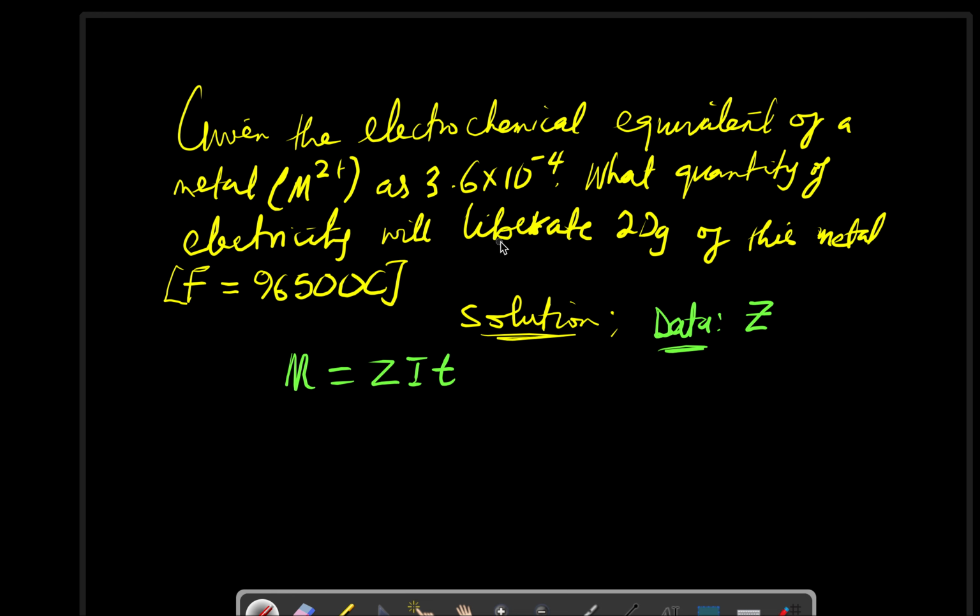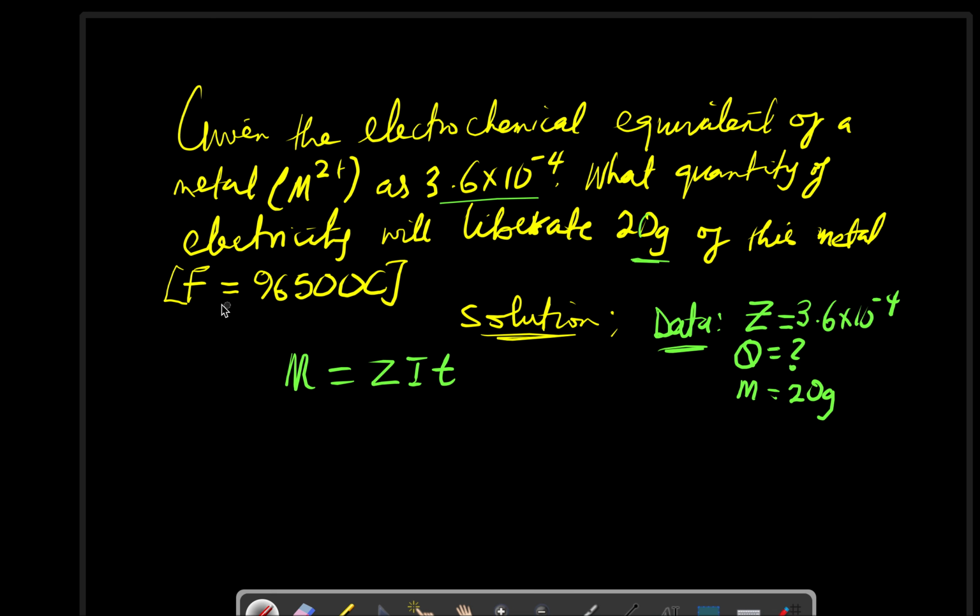You're seeing how the dots are connecting. They have given you this Z to be this value, which is 3.6 times 10 to the power of minus 4. Now, they say what quantity of electricity, that means Q. I told you before that Q stands for quantity of electricity. We liberate 20 grams. You could notice that the mass is given in grams, not in kilograms. That means we have your M to be equal to 20 grams. Very important, of this metal.